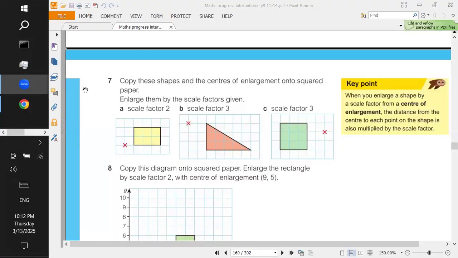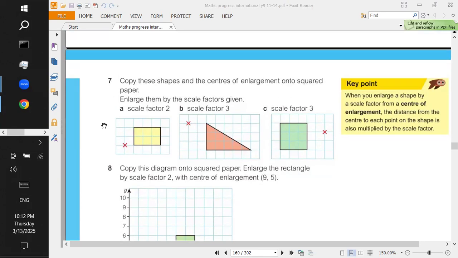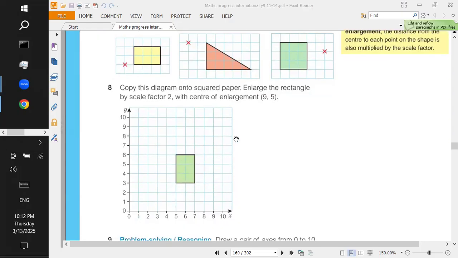Now, the second part in this lesson is about enlargement and how to enlarge shapes using scale factors. First, we need to understand that if you have the center of enlargement, you can use it to enlarge the shape. You can use it to enlarge the shape, and they might give you the center of enlargement as a coordinate, so you're supposed to find it and then enlarge the shape using the scale factor.